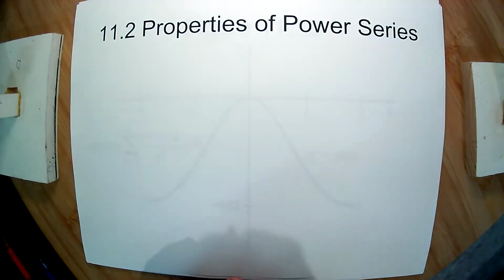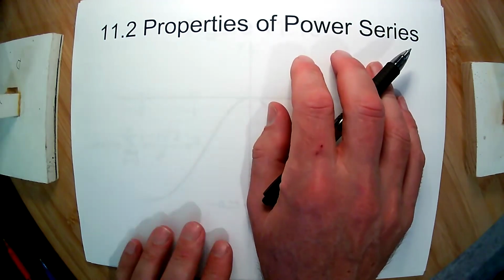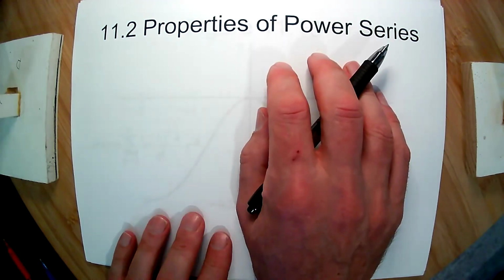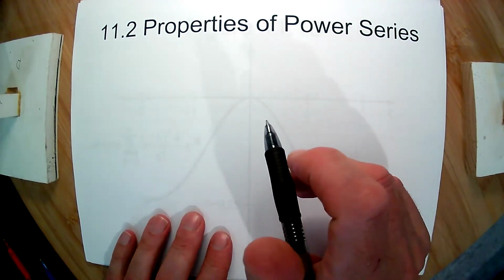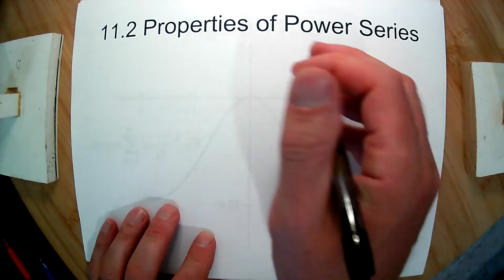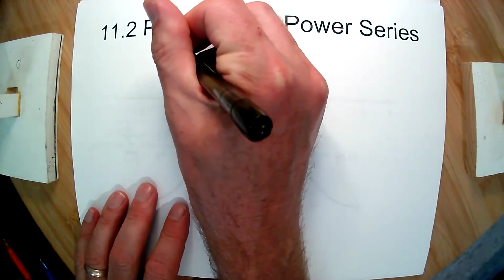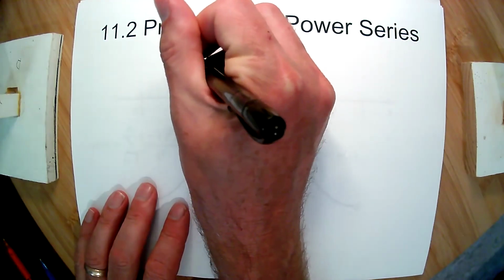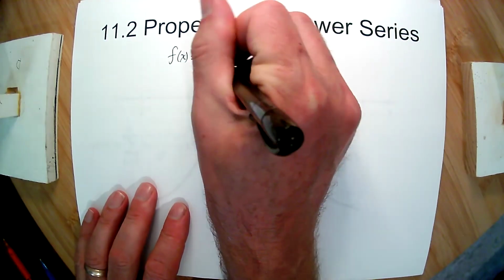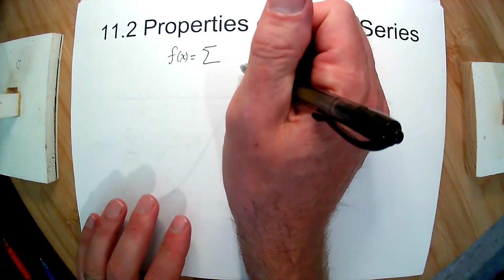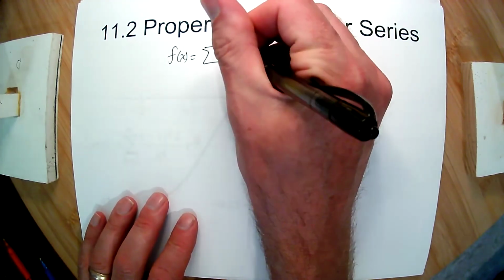All right, so section 11.2 is properties of power series. Let's overview just a little bit what the objectives are. We defined what a power series was last time. Basically you can think of it as a function that's defined in terms of a convergent infinite series that has a certain kind of form to it.